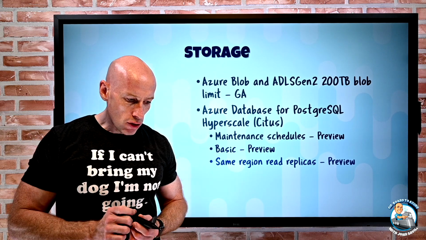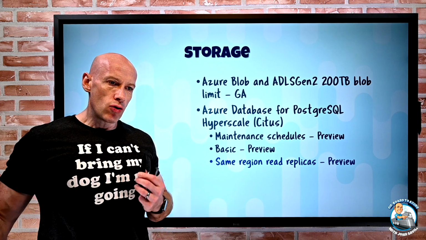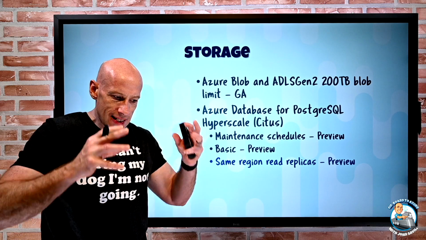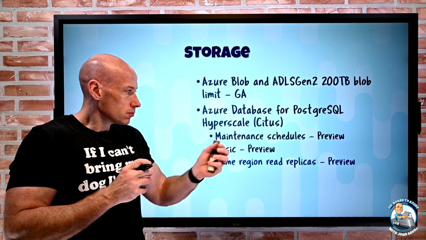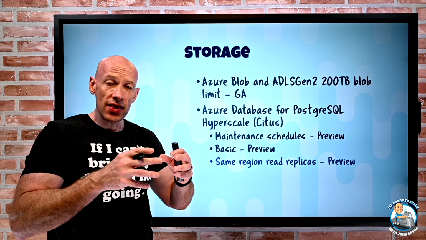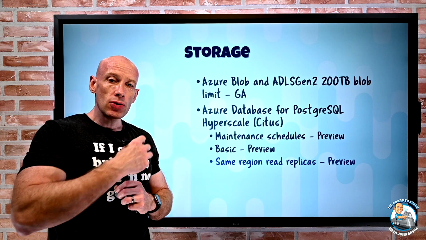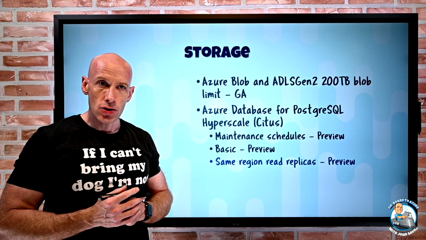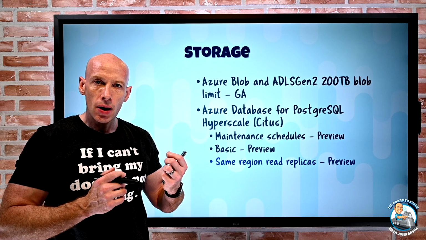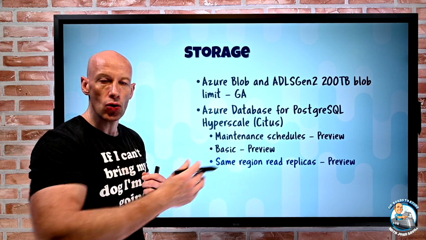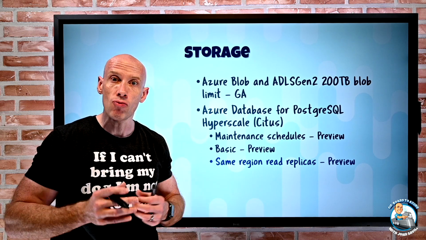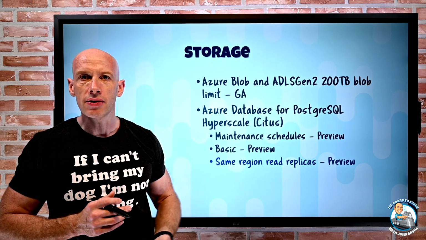And then same region read replicas. Now I can have different sets of my Postgres Hyperscale within the same region, and it uses async replication to replicate to them. If I have a really read-heavy workload, I can direct that to these additional sets of servers that I can configure within the same region, not just DR to other regions.